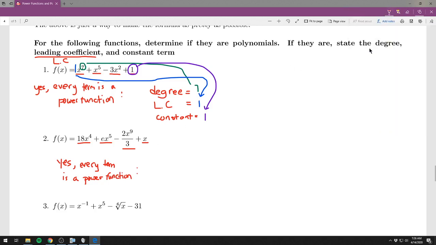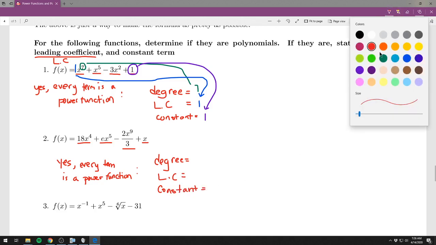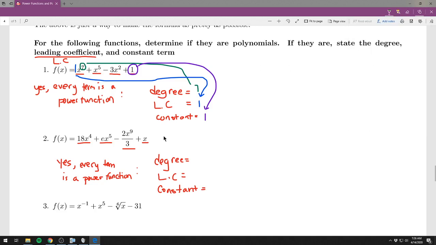And we want to answer the same 3 questions because it is a polynomial. What is the degree? What is the leading coefficient? And what is the constant term? And we want to remember the degree is the largest power of x, not the power of x in the front. If you look through the powers of x, the largest power of x is 9. So the degree is 9.